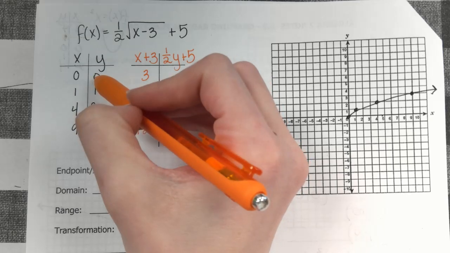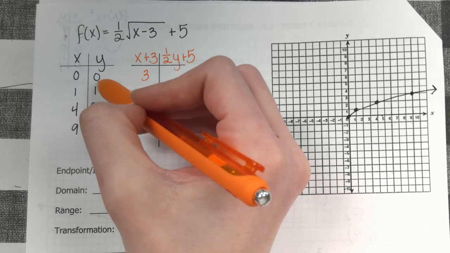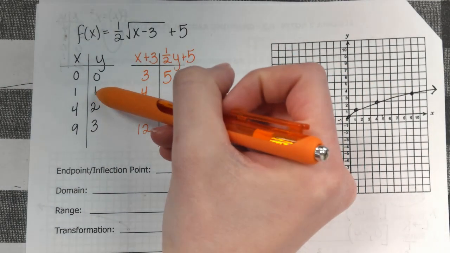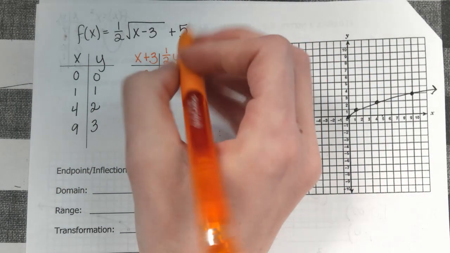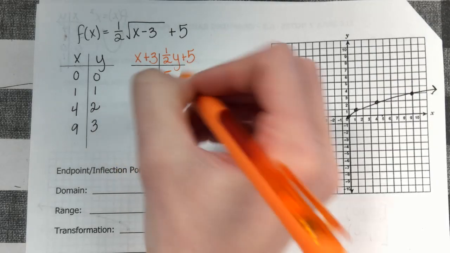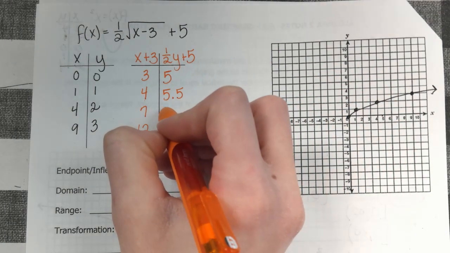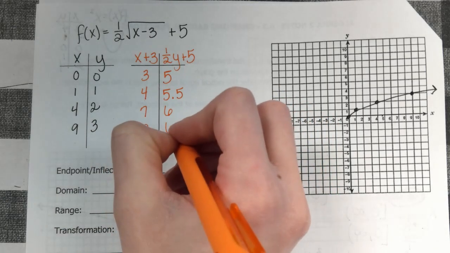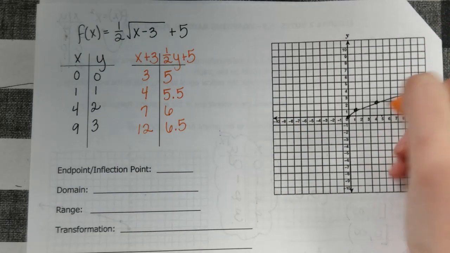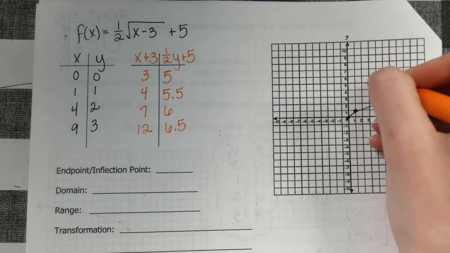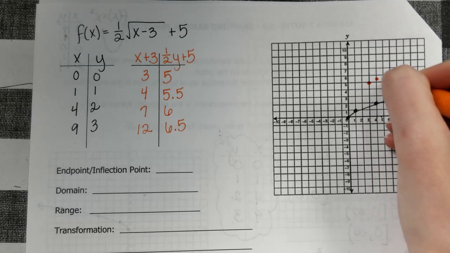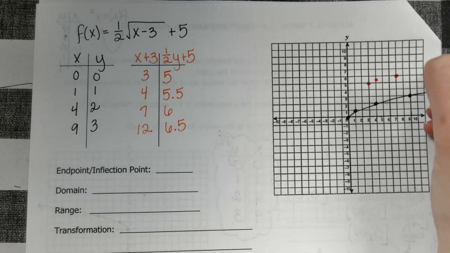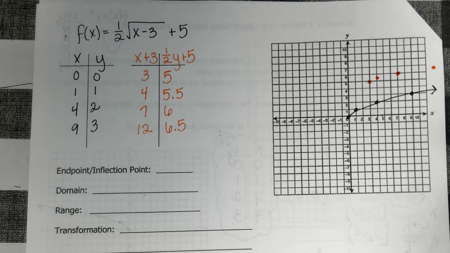And then for my y, I take half of my y, then add 5. So half of 0 is 0 plus 5 is 5. Half of 1 is 0.5 plus 5, 5.5. Half of 2 is 1 plus 5, 6, and then half of 3 is 1.5, plus 5, 6.5. Good. That 12 goes just a little bit off your graph.